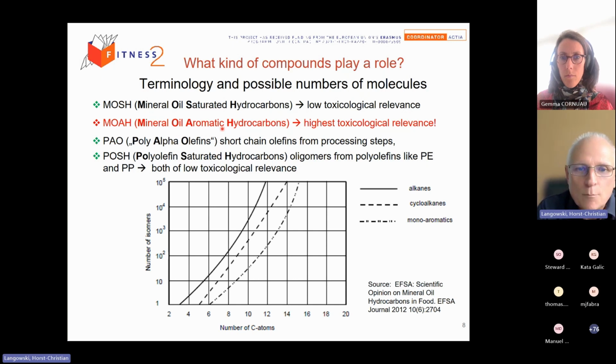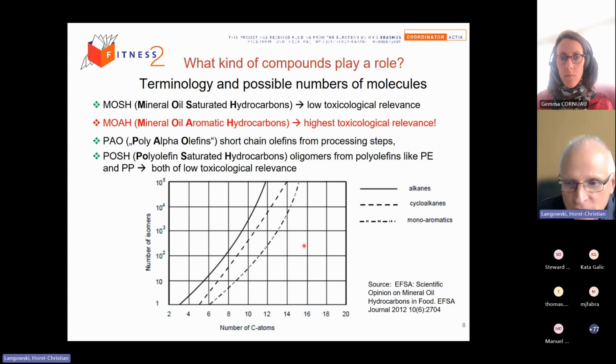We also have some olefins or hydrocarbons from other sources. Some may come from the polymers. We call them POSHs, the polyolefin saturated hydrocarbons. They are also saturated and have low toxicological relevance, as well as the polyalpha olefins. So this is our main concern.